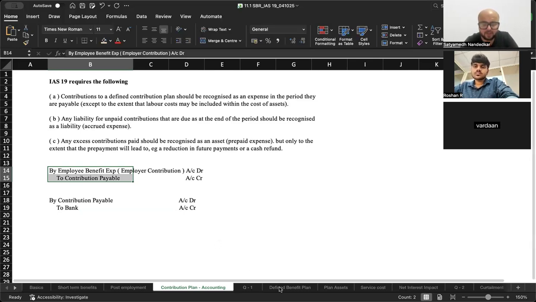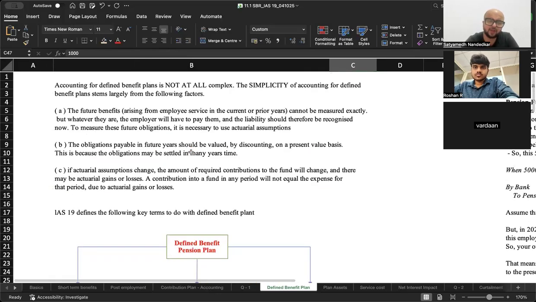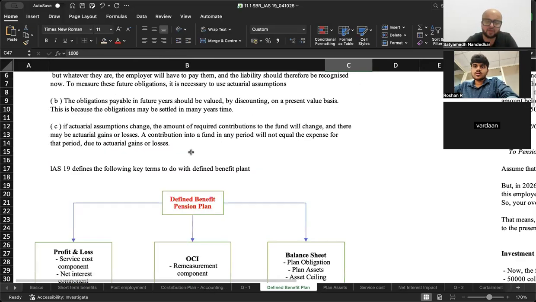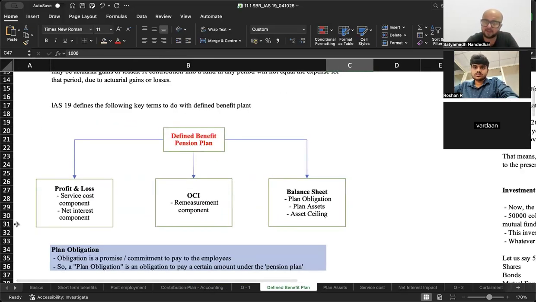Now, let's look at a defined benefit plan. When it comes to a defined benefit plan, as we said, the final benefit is known in advance. The monthly contribution will end up changing to achieve or honor that particular number. So there are three aspects to a defined benefit pension plan. There is one P&L related aspect, there is an OCI related aspect, and then there is the balance sheet.